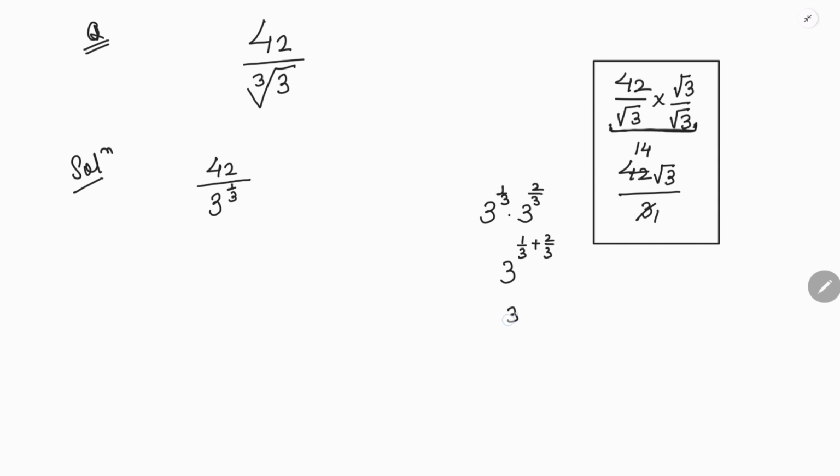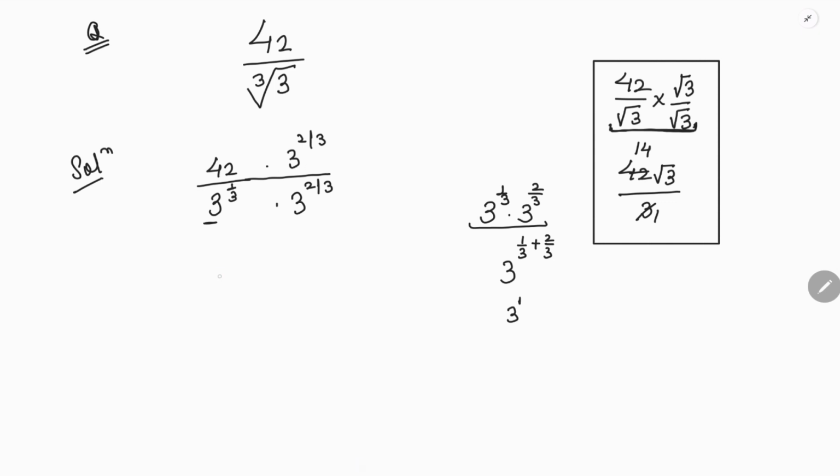Okay, so this will become 3 raised to power 1. So if I multiply this 3 raised to power 1 by 3 with 3 raised to power 2 by 3, I will get a complete 3, right? Then I will have to multiply and divide with this thing. Whatever I am doing in the denominator, I will have to do in the numerator as well, right?